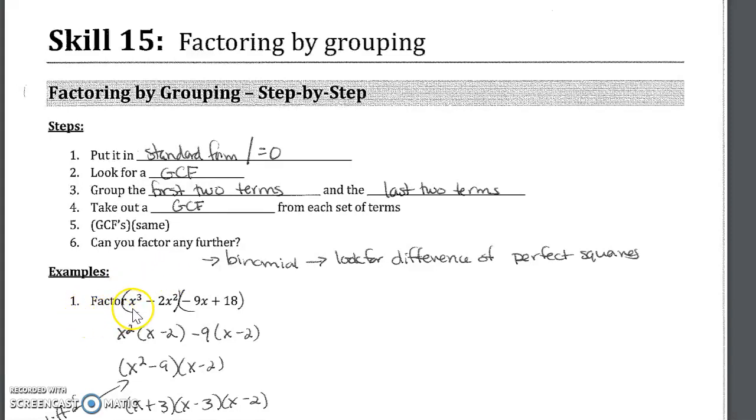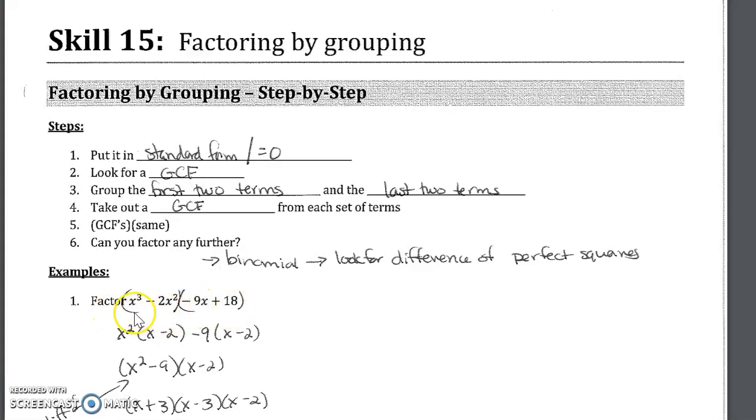So let's go on to number 1. Check and see, first of all, is it in standard form? And it is. All of the exponents are going down. Then you check to see if there's a GCF. There is not a number or a variable that this has in common. So that means that you're ready to jump to number 3, which is grouping. Put the parentheses around the first 2 terms, parentheses around the second 2 terms.